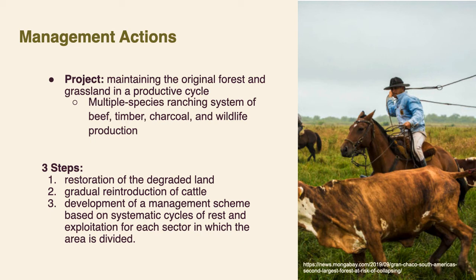cycle. This is done through a multiple species ranching system of beef, timber, charcoal, and wildlife production. There are three main steps to this, which are restoration of the degraded land, gradual reintroduction of cattle, and the development of a management scheme based on systematic cycles of rest and exploitation for each sector in which the area is divided.